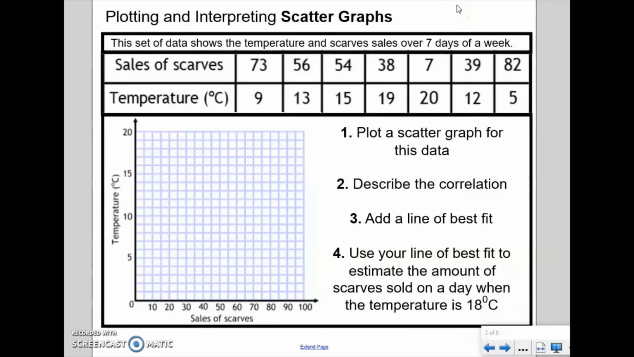Okay, question 2. Could you copy and complete the scatter graph and answer the associated questions? You may want to pause the video now.